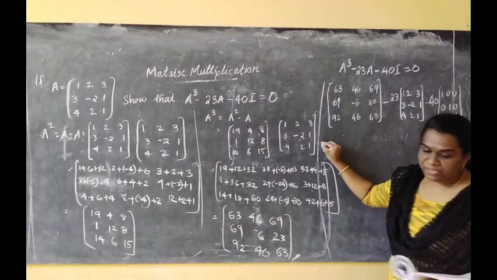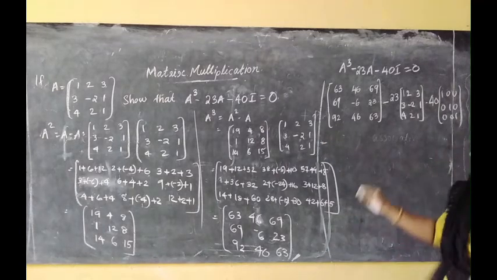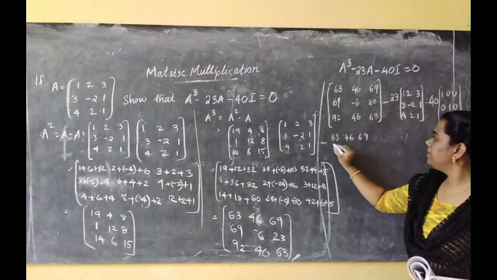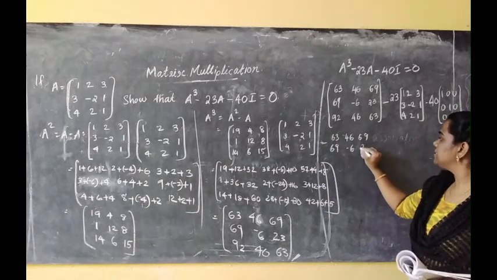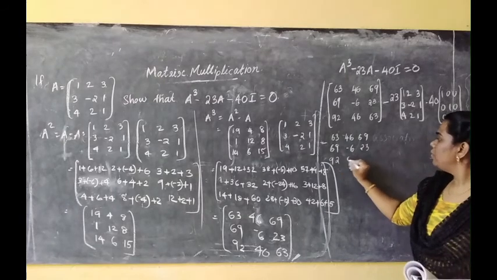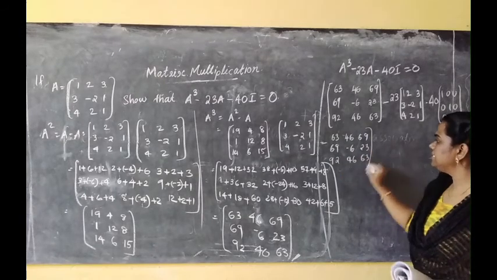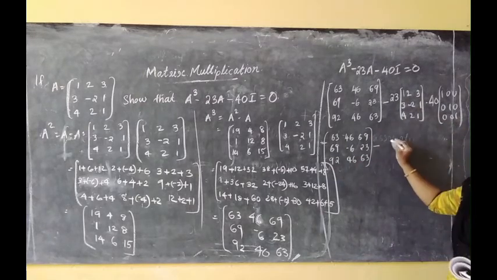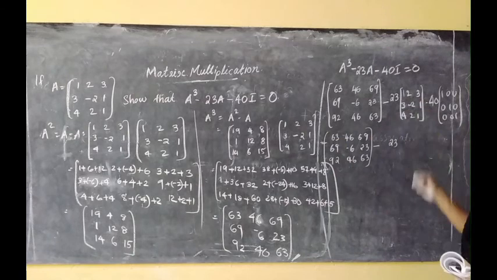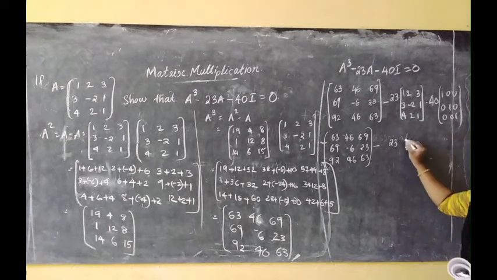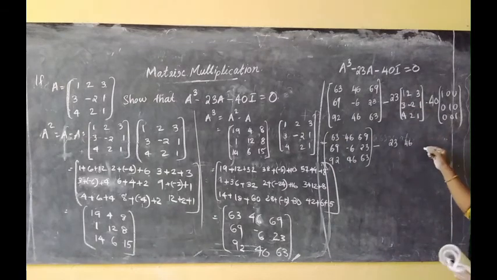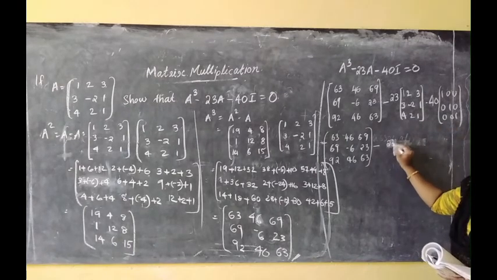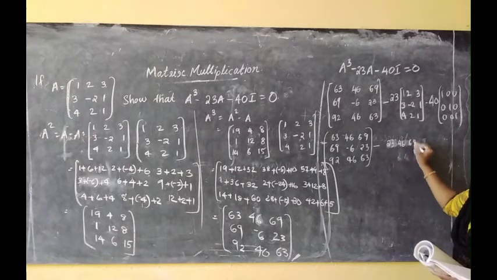We can do the simplification. On simplification, we have 63, 46, 69, 69, minus 6, 23, 92, 46, 63. That is A cube. Minus 23, you have to multiply this by 23. 23 into 1, 23. 23 into 2, that is scalar multiplication, 46. 23 into 3, what do we get? 69. Isn't it? 23, 46, 69.